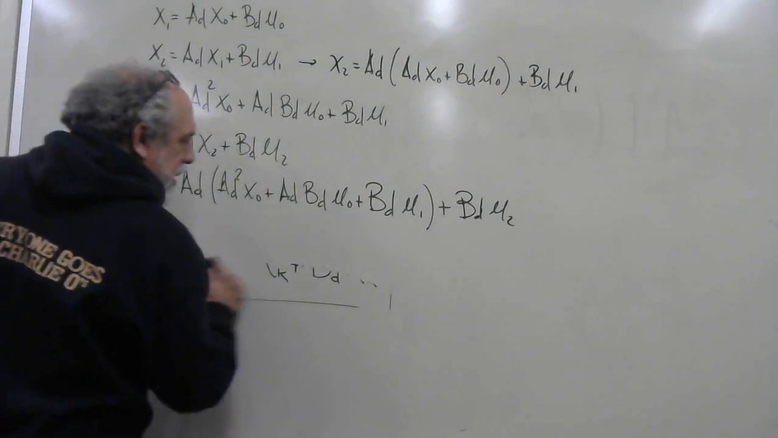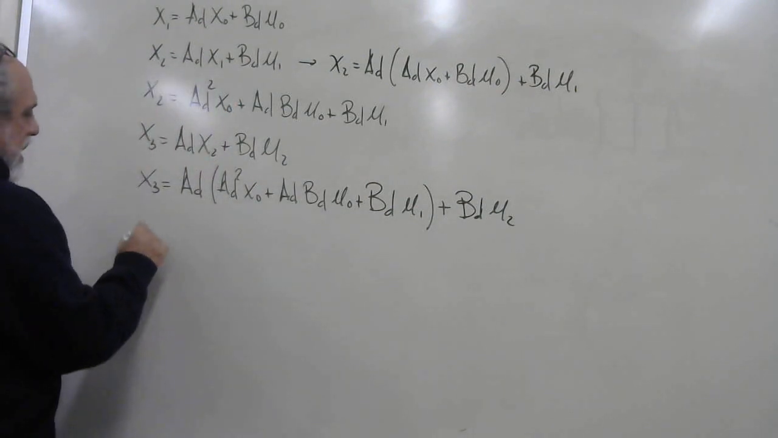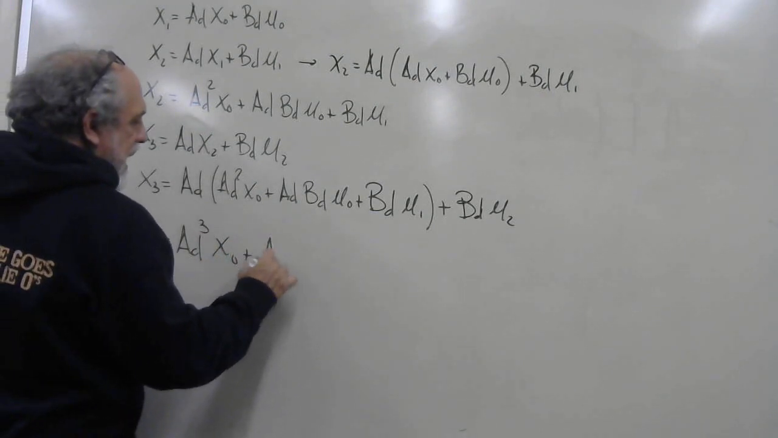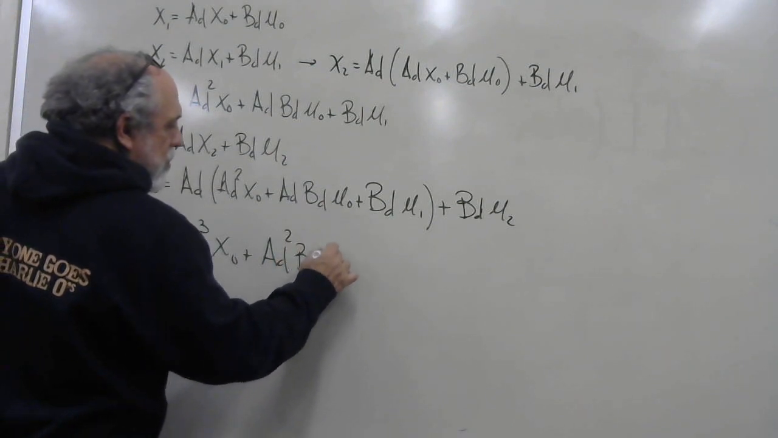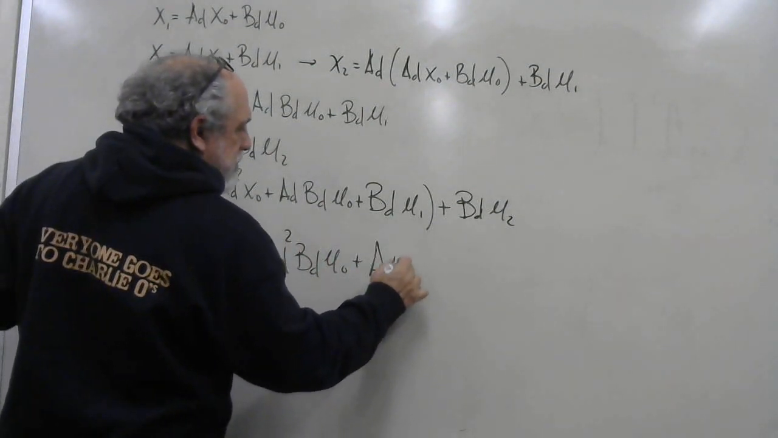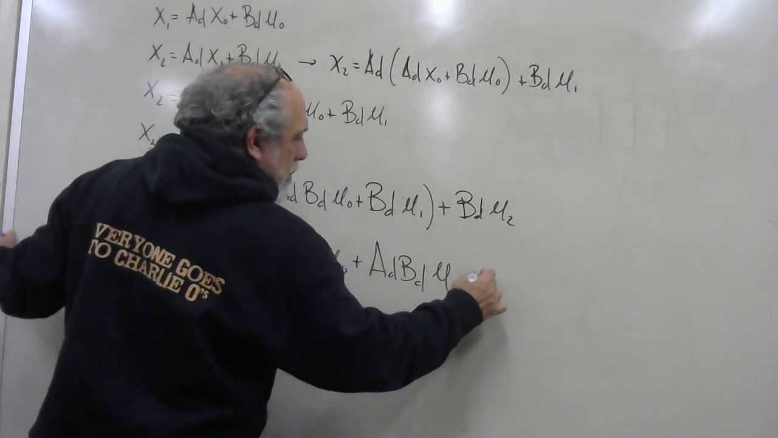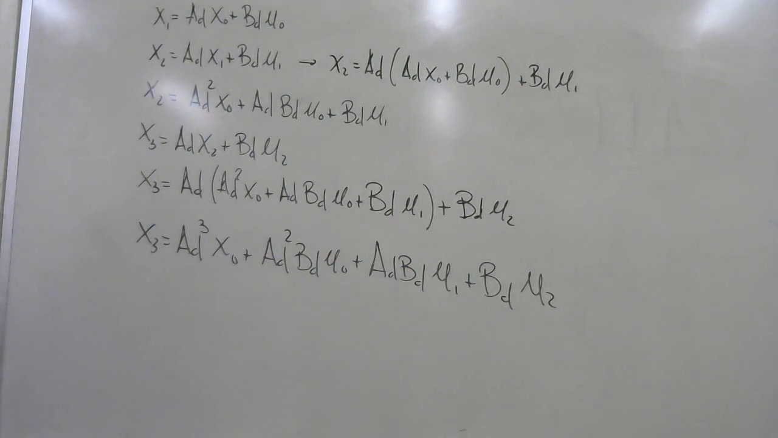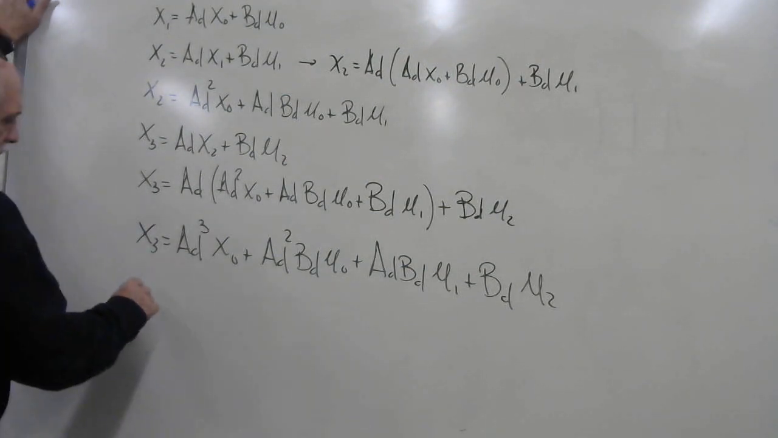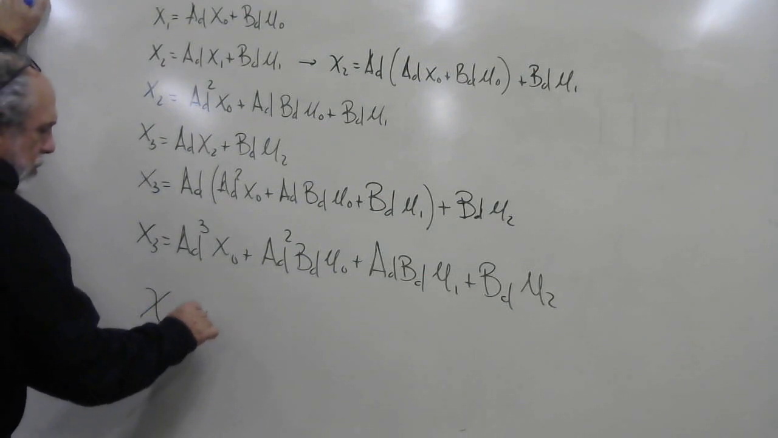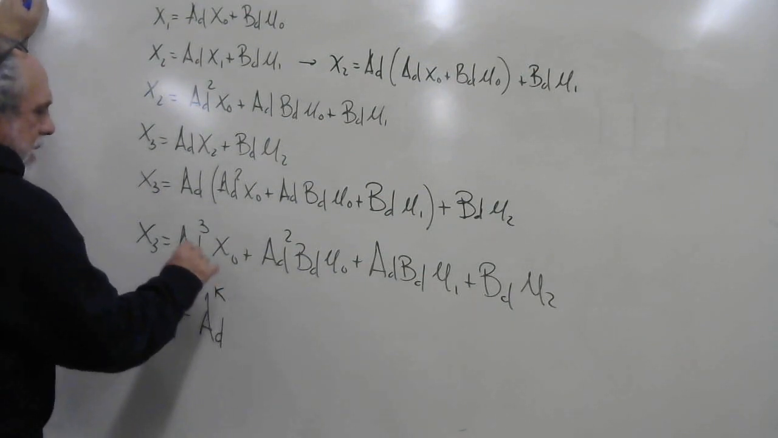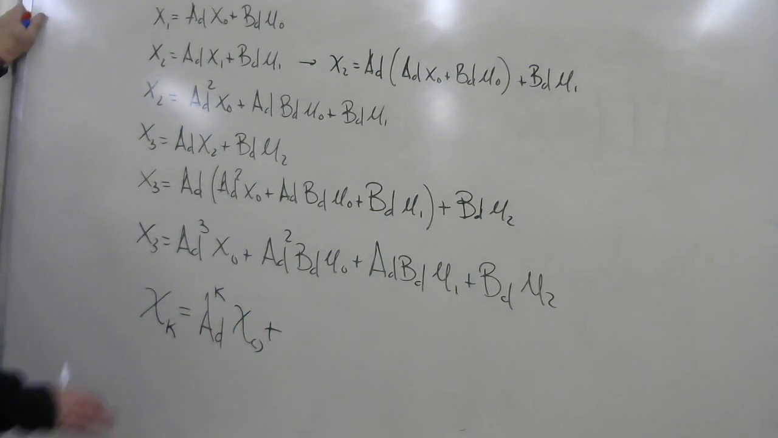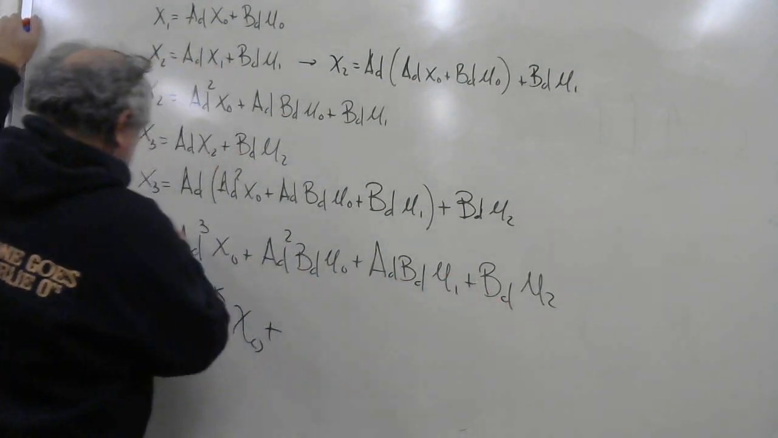Therefore, we find that x3 is equal to AD cubed times x0 plus AD squared times BD times u0 plus AD times BD times u1 plus BD times u2, right? And now we don't have to go on anymore. We can generalize from here that xk is equal to AD to the k times x0, right? Plus, and then we can see how many terms there are after the first one. 1, 2, 3, when it was x3.